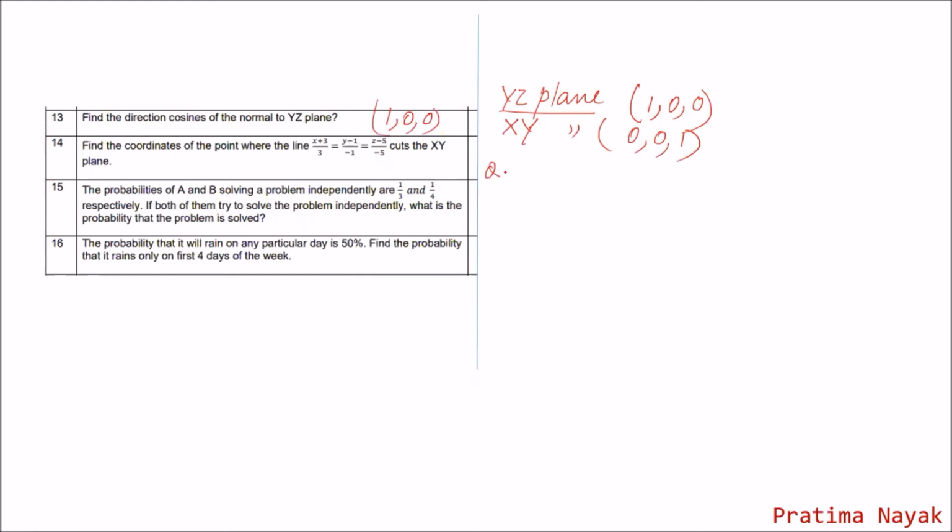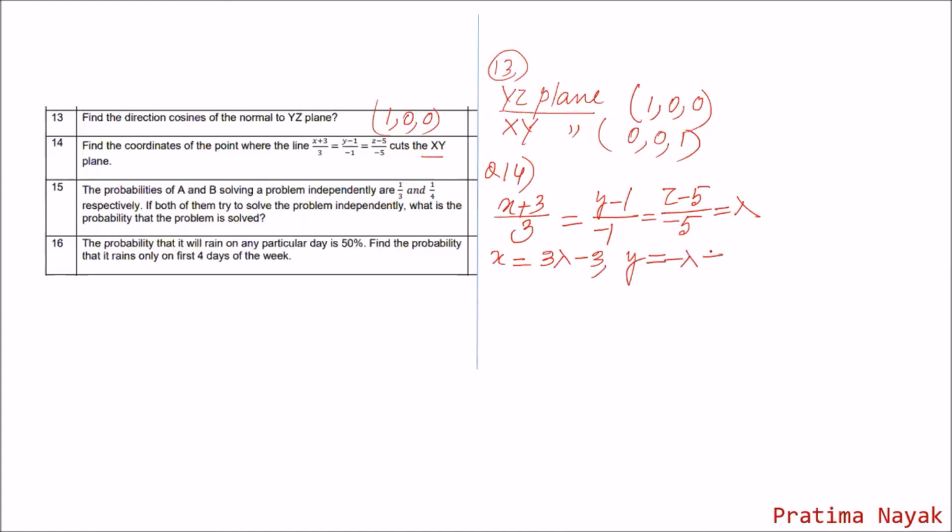Now question number 14. Find the coordinates of the point where the line (x + 3)/3 = (y - 1)/(-1) = (z - 5)/(-5) cuts the XY plane. So let me write the equation. (x + 3)/3 = (y - 1)/(-1) = (z - 5)/(-5). I am converting them into one variable, that is lambda. So I am getting x = 3 lambda - 3, y = -lambda + 1, and z = -5 lambda + 5.